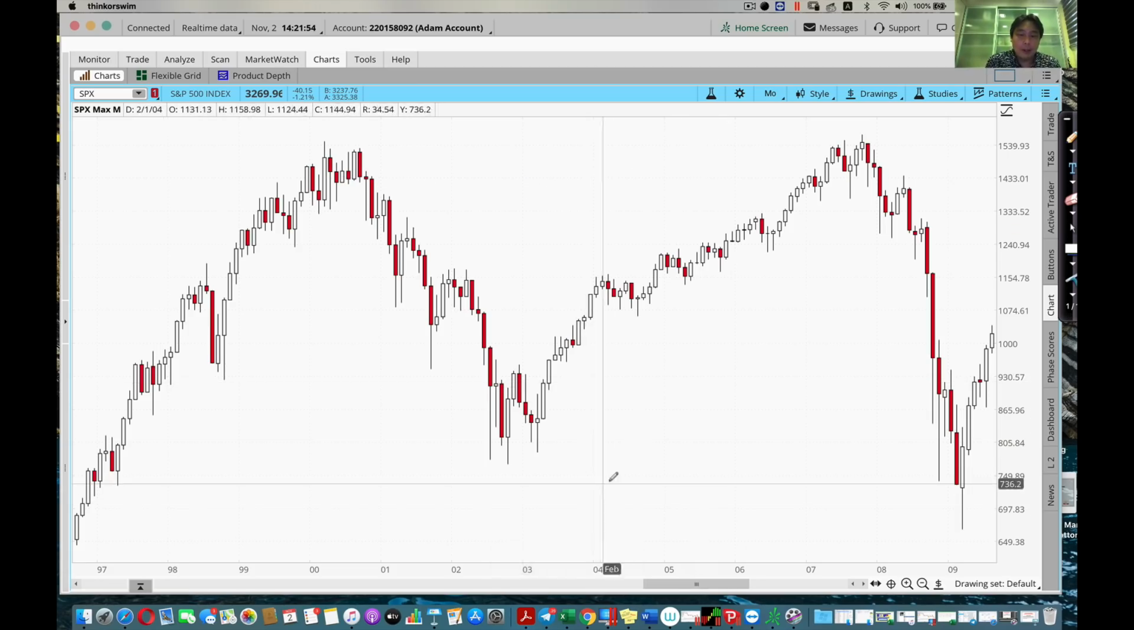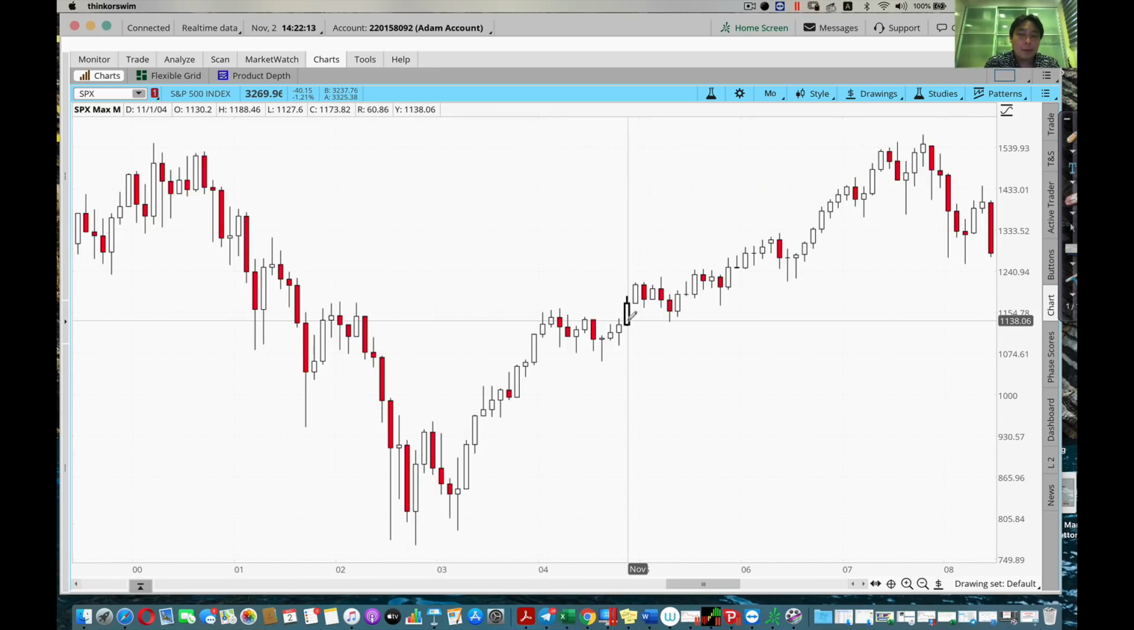Okay, there we are. So 2004, by the way, I'm looking at monthly candles. So each candle represents 1 month, as you can see, okay? So this is the November candle. And the 3 months leading up to that would be this: August, September, October, okay?